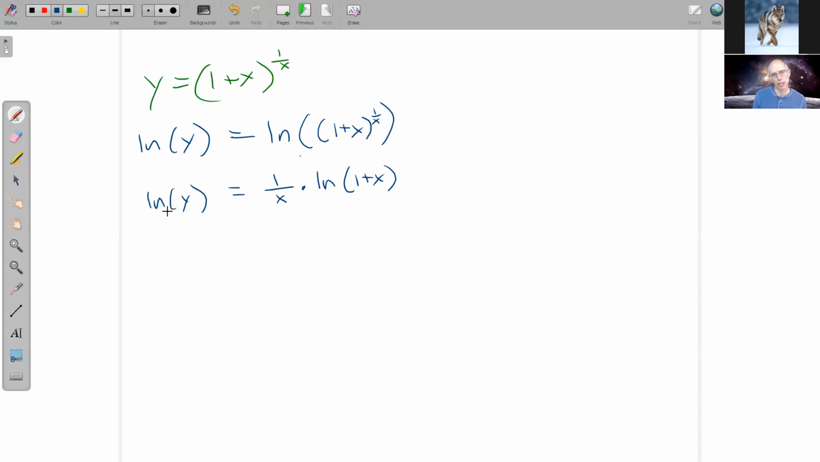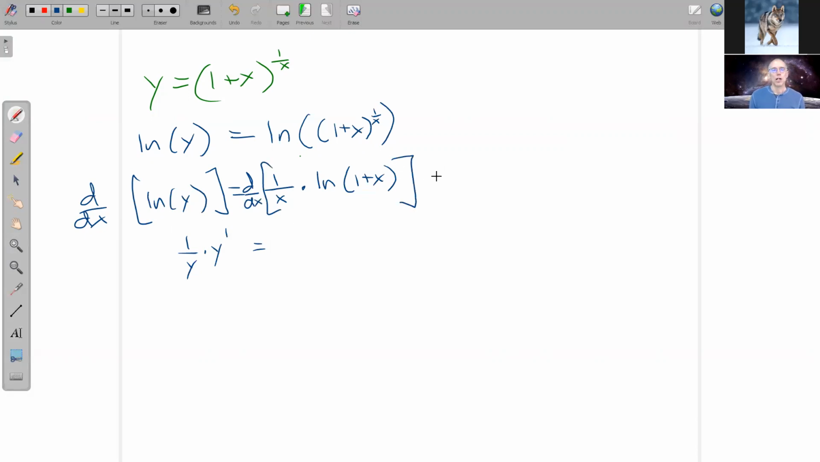So the derivative of the left side, derivative of natural log, is 1 over whatever, chain rule says multiplied by y prime, because that's just not an x, right? I'm taking the derivative with respect to x there. And y is a function of x, so there's the chain rule. On the other side, I'm taking the derivative, and I have to use the product rule.